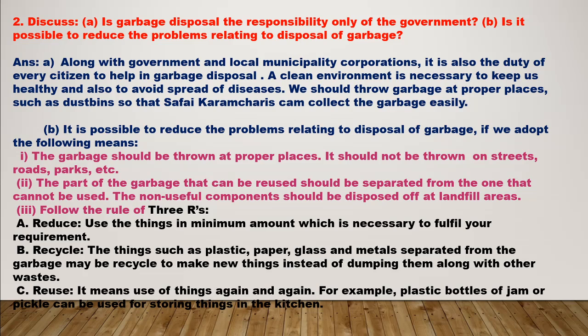just lying around. The part of the garbage that can be reused should be separated from the one that cannot be used. While teaching, I had explained this very much, that the garbage has got two parts. One is the useful and another one is the useless component. Useful component means the material or the components which can go for recycling or reuse. But at the same time, there are certain other substances which cannot be formed into compost or vermicompost, or they cannot be sent to reuse or recycle.